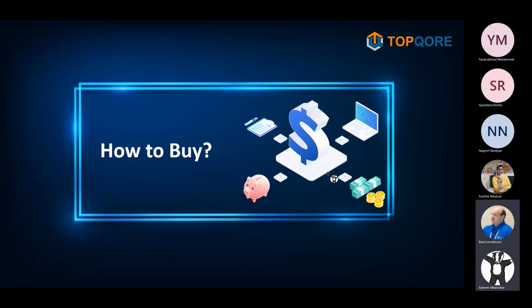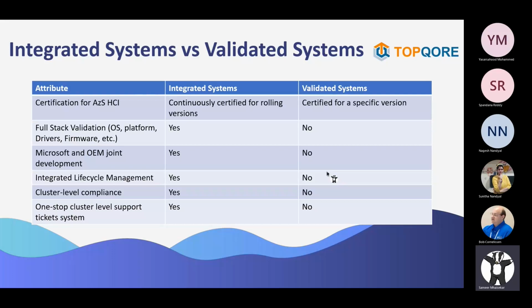Yeah, yeah. So how can I buy this thing, Samir? Where can I get it? Amazing question, right? So say you're convinced now, Bob, I've managed to convince you to buy me a new Azure Stack HCI. Now you want to buy it. So what are the options? There are two ways that you can go about this. One is integrated system and the other one is validated systems.